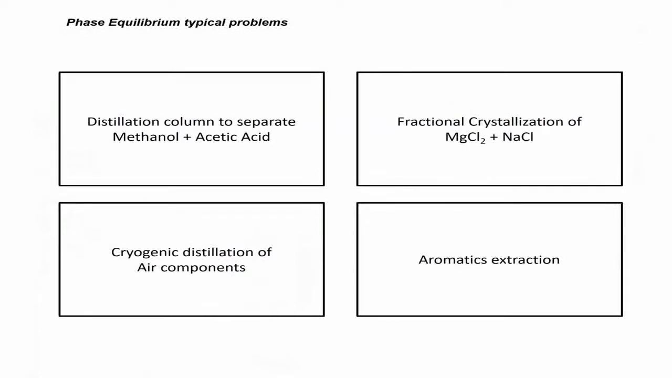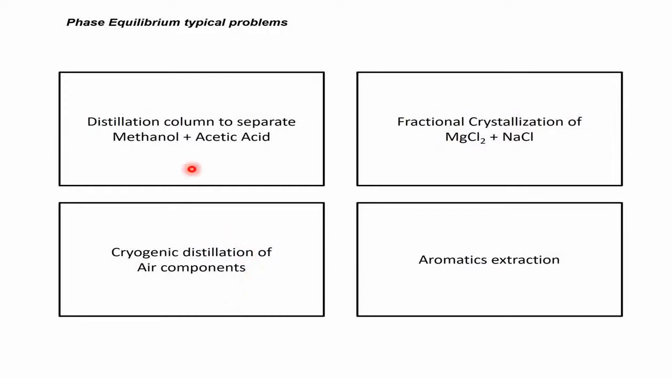The problem when selecting the property model is the high number of situations you can find. The selection of the adequate property model depends not only on the type of process you are designing, but also on the components present in your mixer and the operating conditions you are using. Here you can find 4 different typical processes.